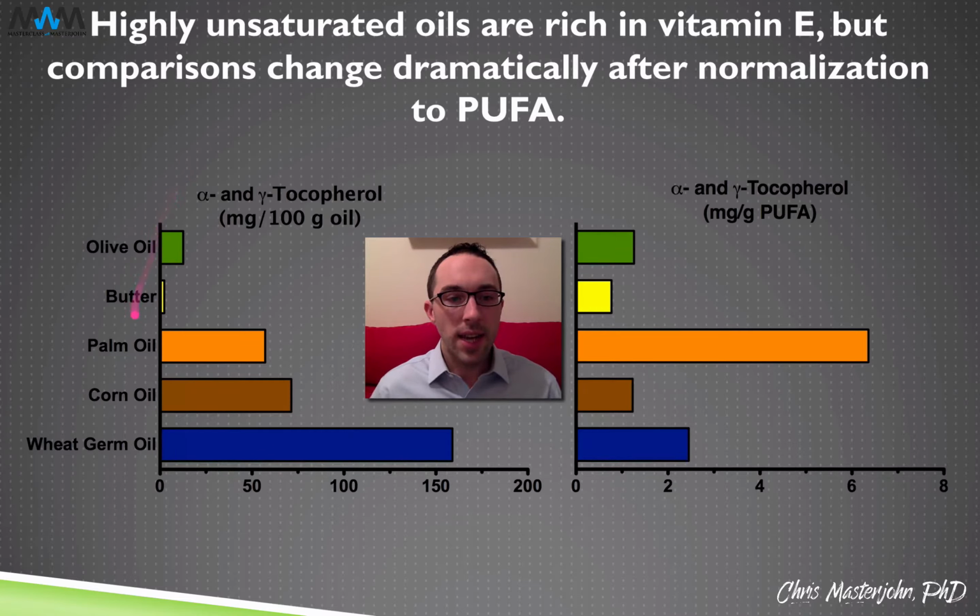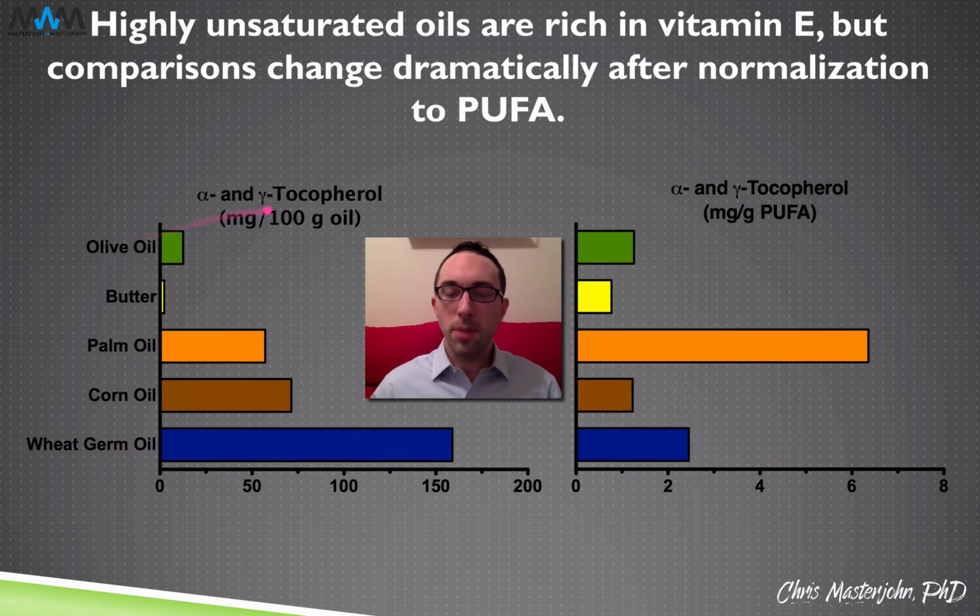What you see is that when you only look at the amount of vitamin E in the food, wheat germ oil looks way better than everything else. Corn oil is pretty hot itself. Palm oil is pretty good, but not as good as corn oil. Butter's terrible, and olive oil is kind of eh.